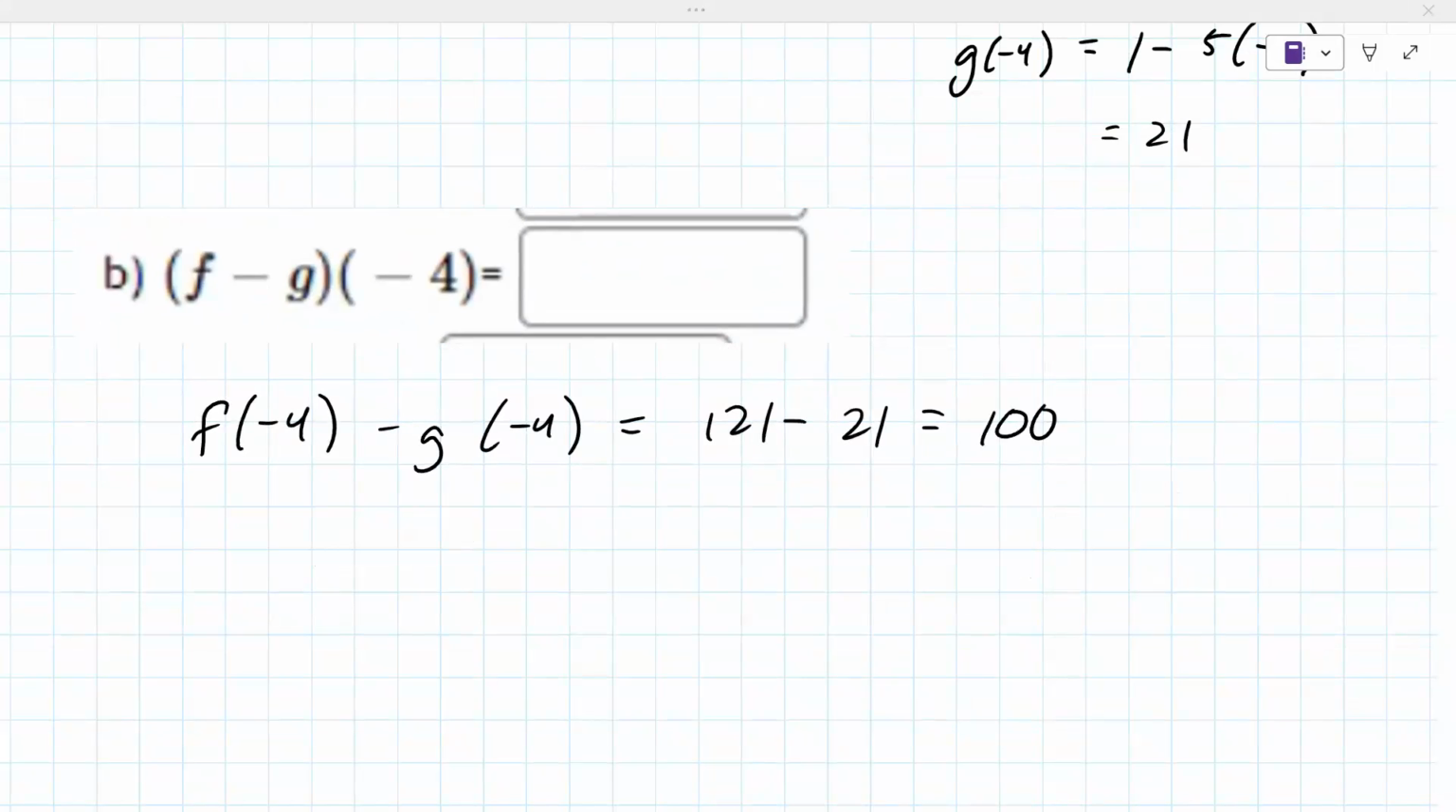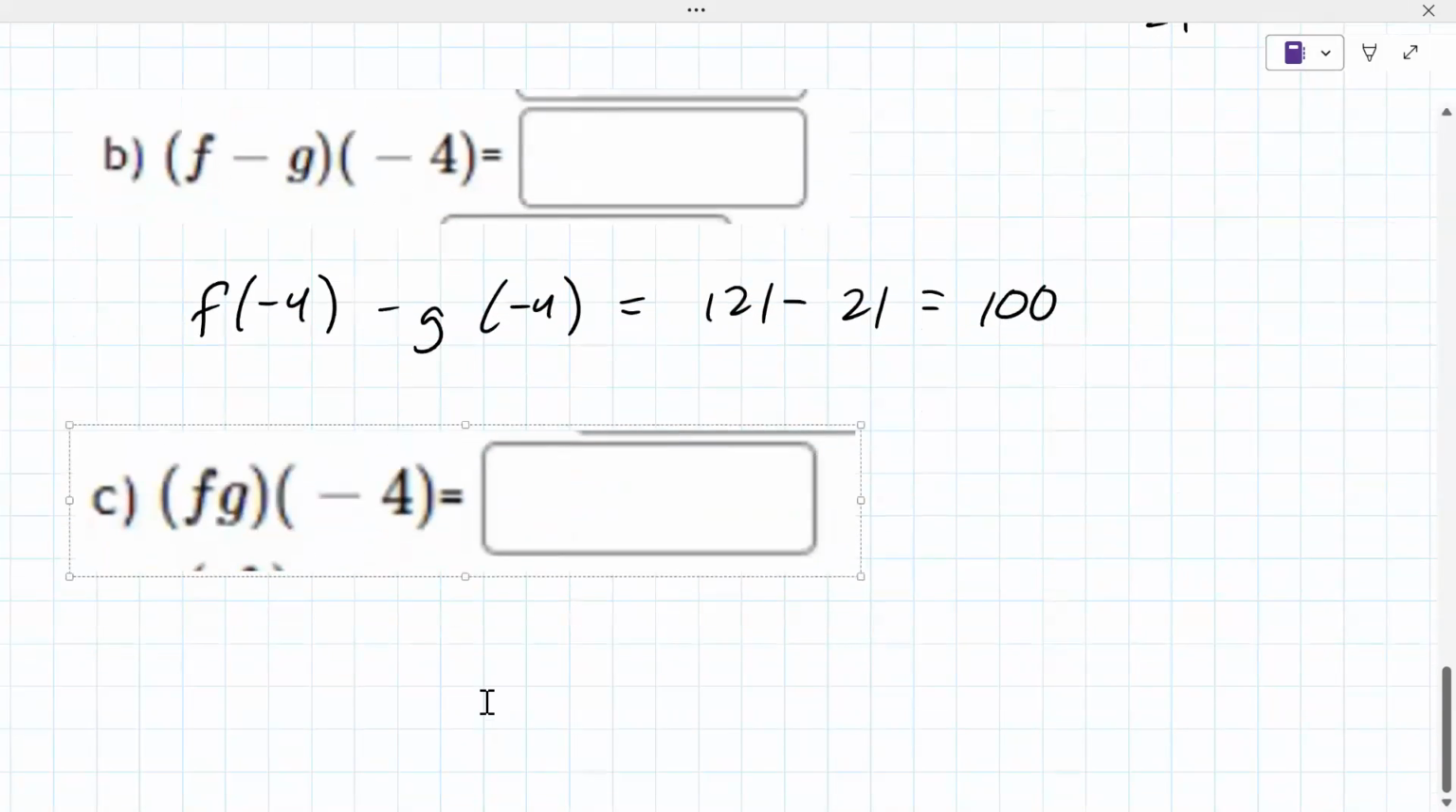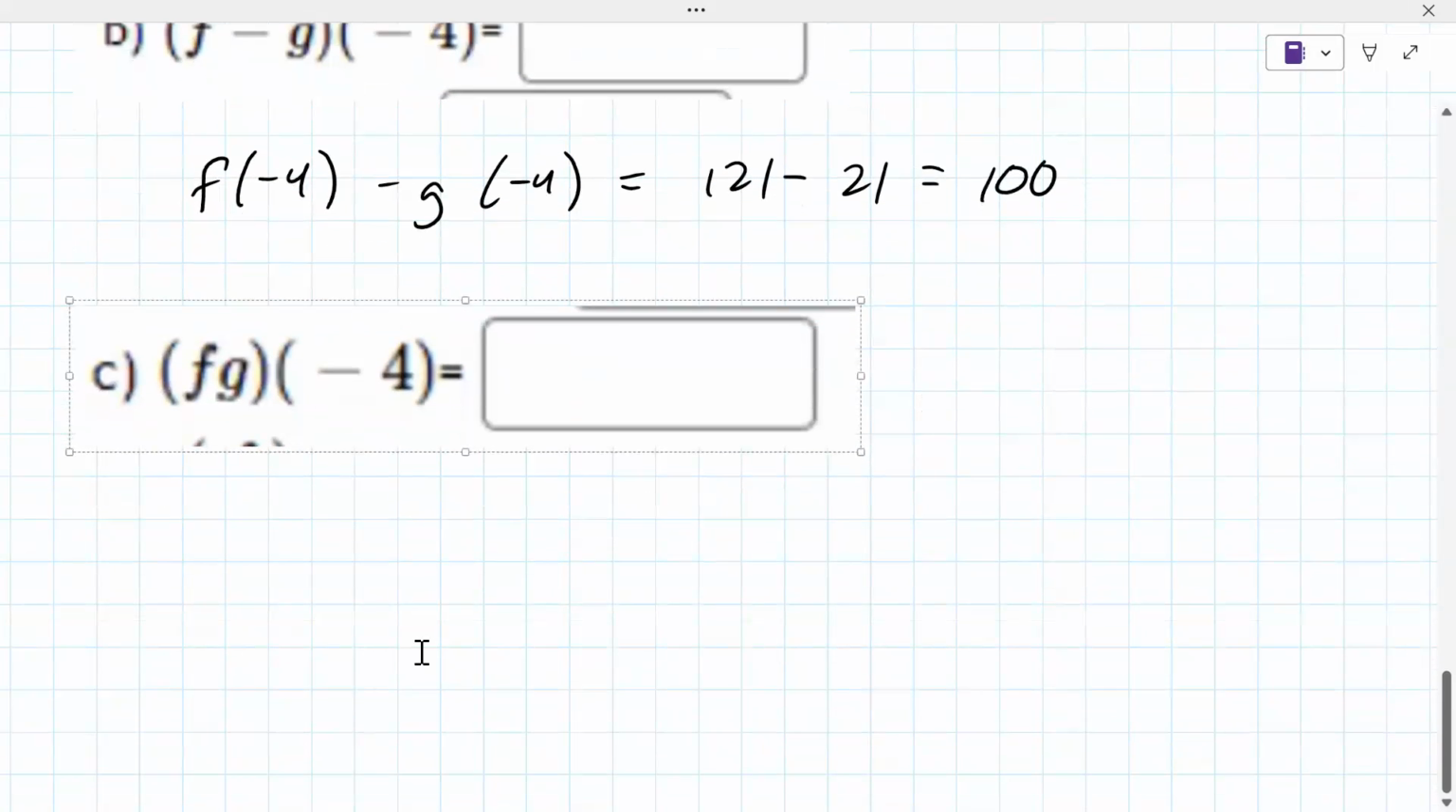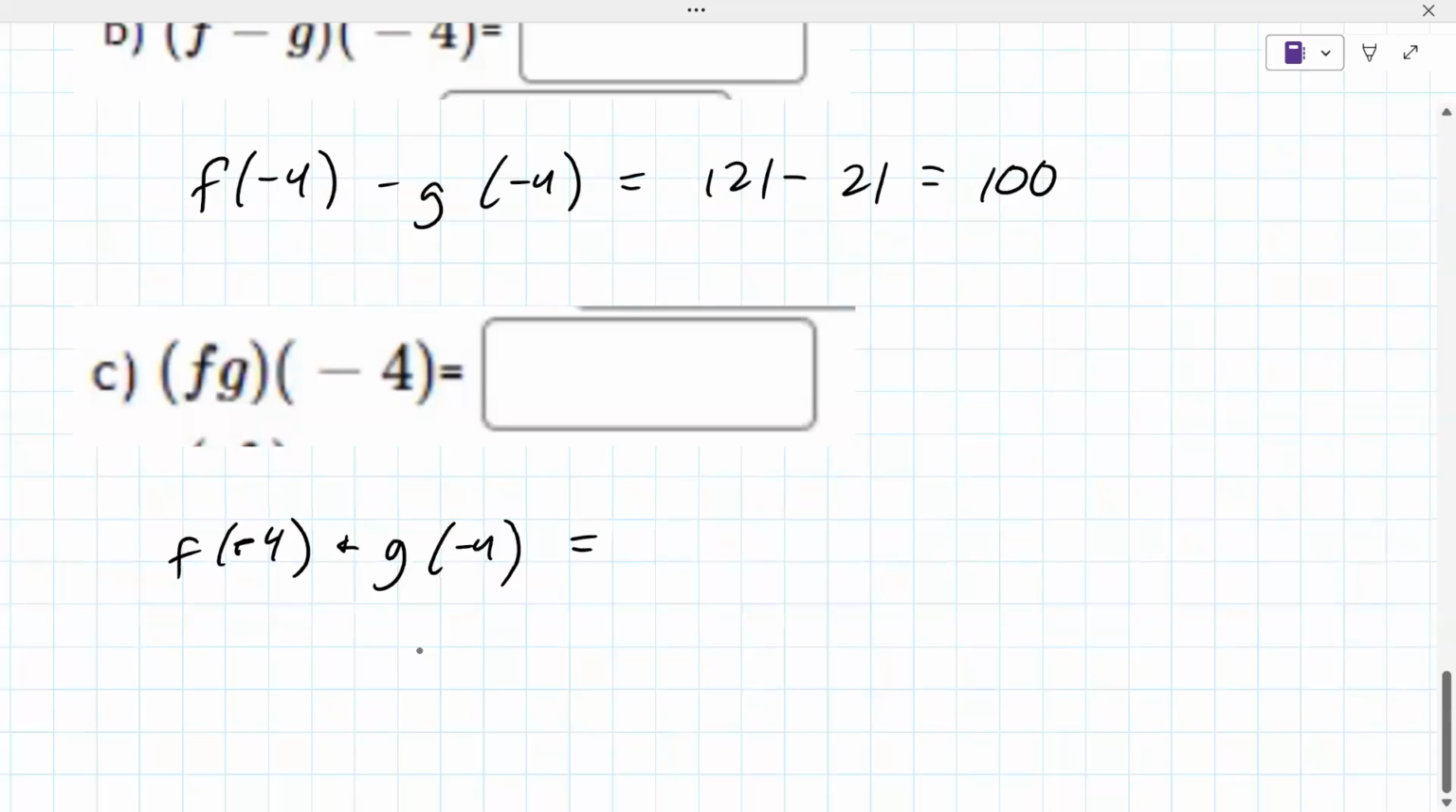Sometimes they work out nicely, sometimes they don't. Don't take too much stock in how your answer looks, especially with these online systems. f g squeezed together, that's f of negative 4 times g of negative 4, 121 times 21, which is 2,541, like that.